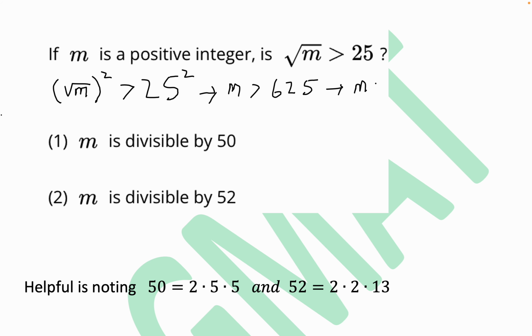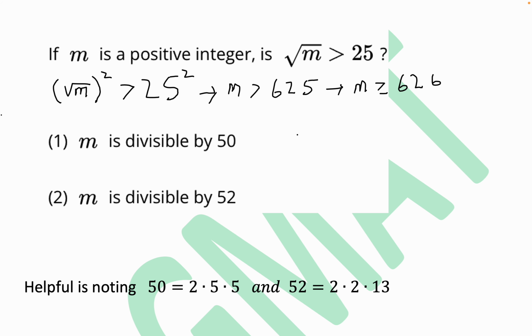M is greater than or equal to 626, right? Because we are talking about integers, and we have m strictly greater than 625. The next integer is 626, or natural number, you might want to call it. Okay, now we want to know if these statements down here together or individually support this claim.